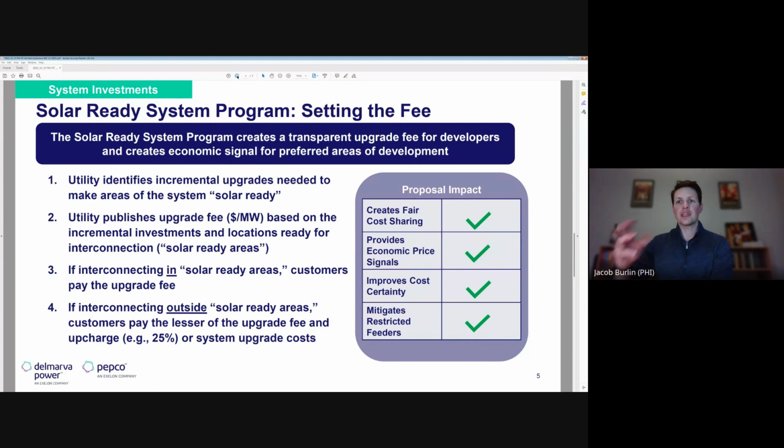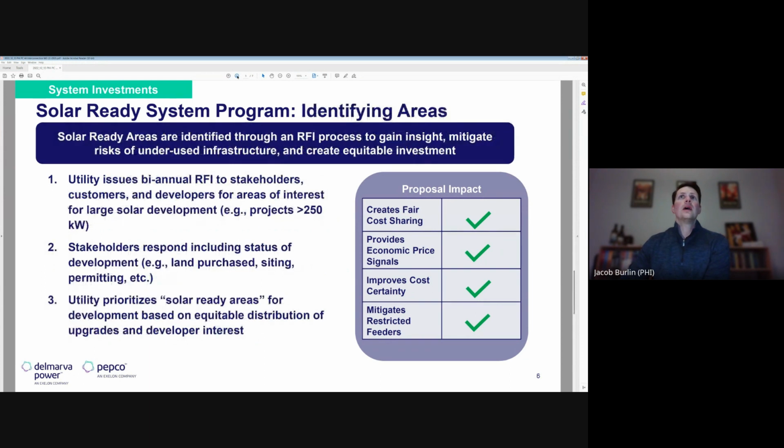Again, this is really about setting those fees that customers would pay as part of the upgrades for those large solar interconnections. And the way the utilities would be able to learn more about where these customers are seeking to interconnect is through a biannual RFI to stakeholders and customers and people familiar with the projects: where are they interested in connecting, right? That can help the utilities have information and understand better what areas they should be developing proactively as these solar ready areas.